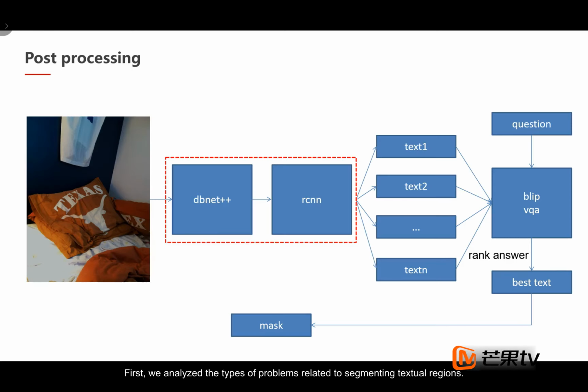First, we analyzed the types of problems related to segmenting textual regions. For such problems, we initially fed the images into the OCR models and our CNN models to obtain candidate text regions and their corresponding mask areas. Next, we inputted the question and candidate text regions into the BLIP model to rank the answers and obtain the best matching text. We then selected the mask region corresponding to this text as the final segmented mask area.